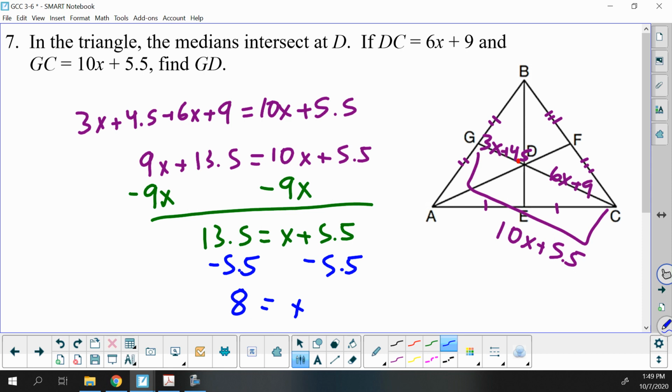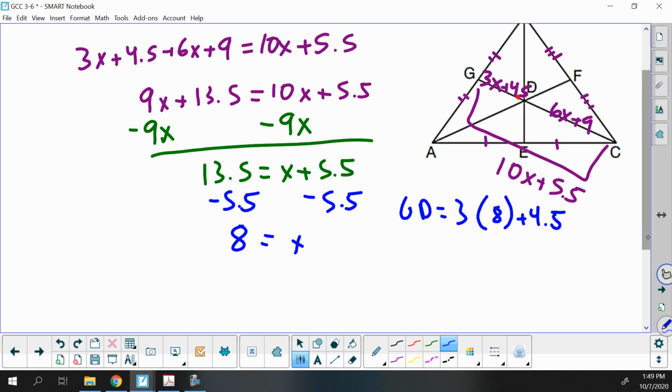Reread the question though. They want us to find GD. GD is 3 times our 8, which was x, plus 4.5. So that means 3 times 8 is 24, so we have 24 plus 4.5. And that then just equals 28.5.